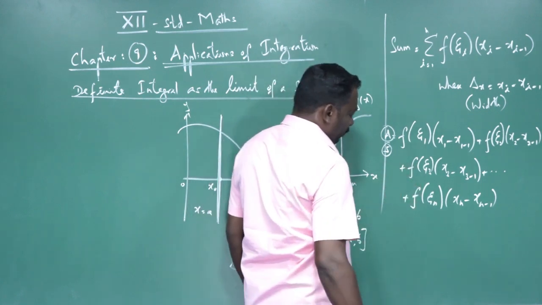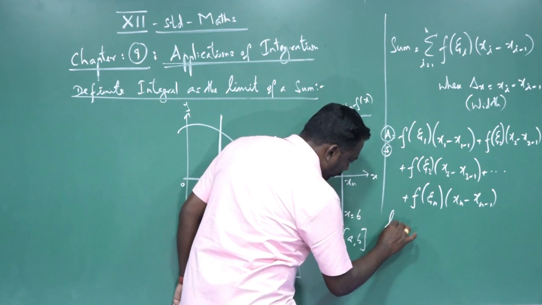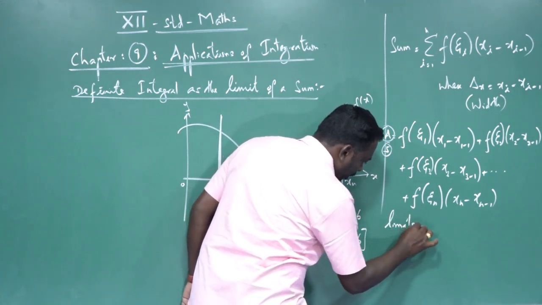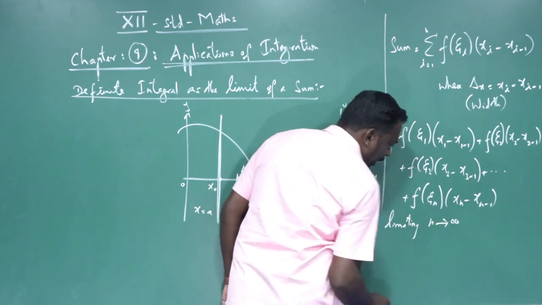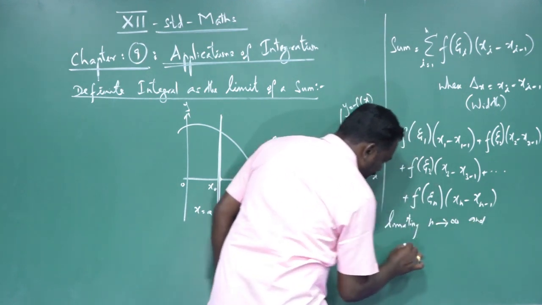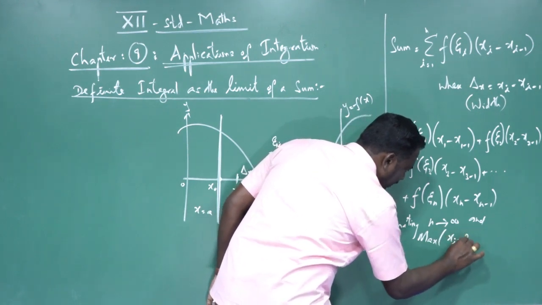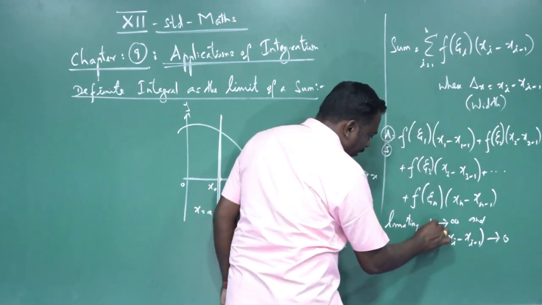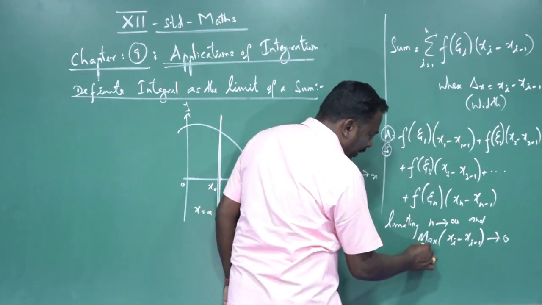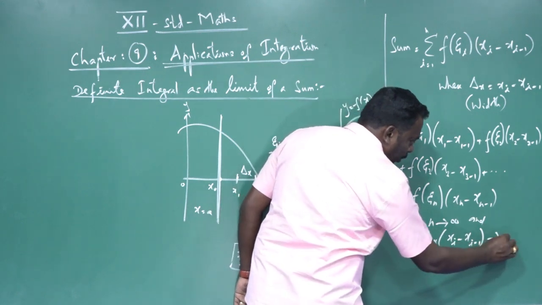And this summation takes place in the limit. The limiting process is that n takes the value equal to infinity, and the maximum of xi minus xi-1 tends to 0. As n tends to infinity, the maximum width of this interval tends to 0.